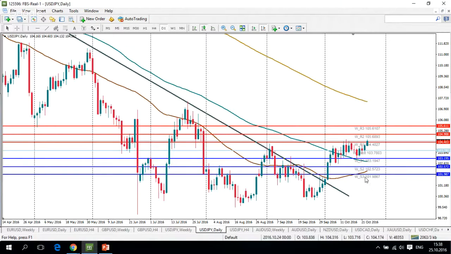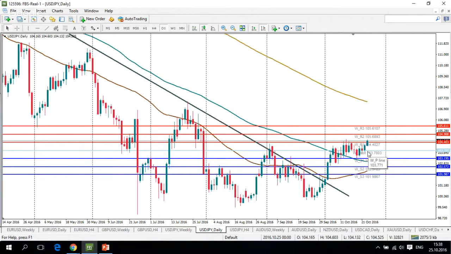We see that on the daily chart, the 50-period moving average is sloping to the upside. It is slowly but surely approaching the 100-day moving average. The intersection of these lines will be a golden cross and a bullish signal, meaning that dollar yen is ready to test higher levels.